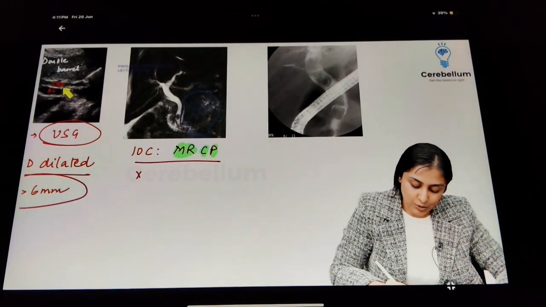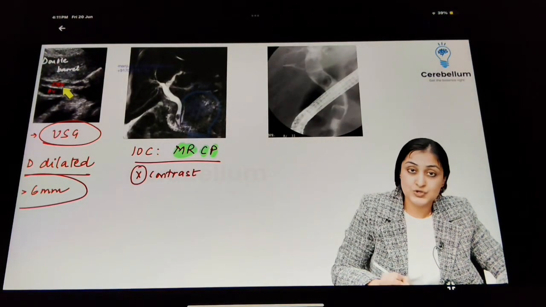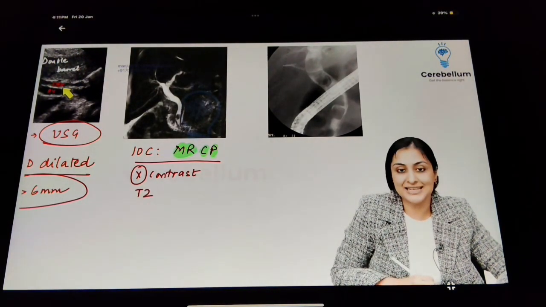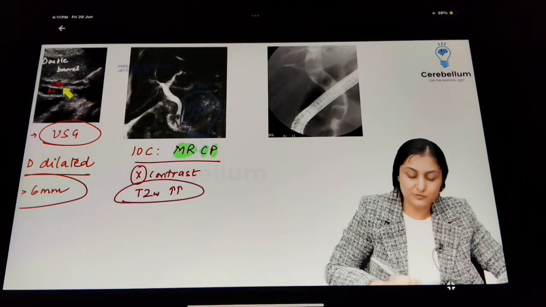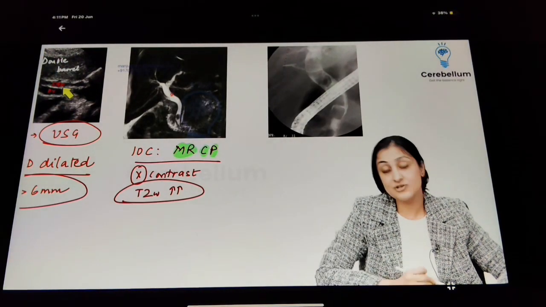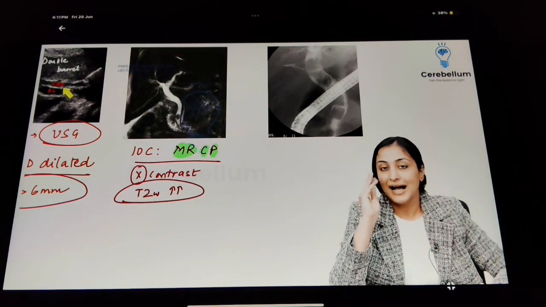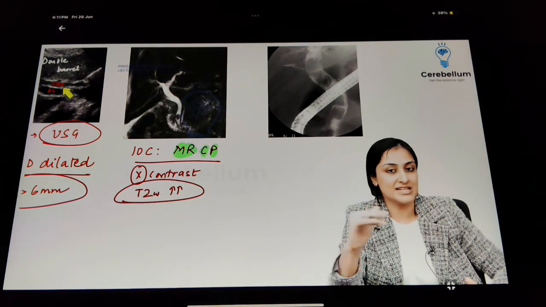We do not use any contrast media for MRCP. We use the intrinsic bile, which is a fluid. Do you remember World War II? We remember that water is white on T2. So what we use is a T2 weighted sequence. We make it very heavily T2 weighted such that only structures which are T2 hyperintense are visualized. Everything else is black. Do you understand? I made sure that only things with fluid should be white. Everything else will be black.